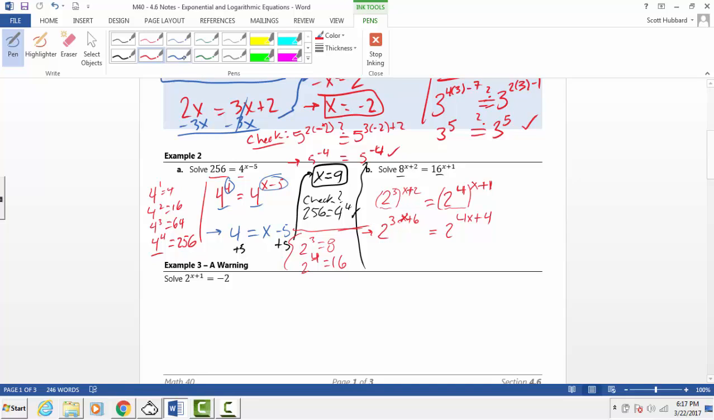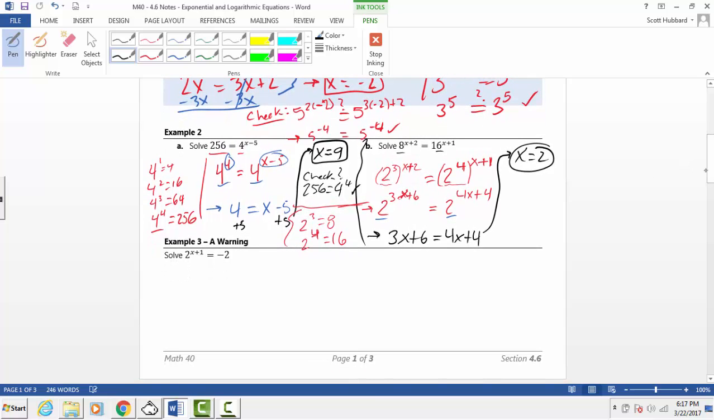And so now they're the same base. And so now we can go ahead and say, okay, now it's going to be 3x plus 6 has to equal 4x plus 4. And I ran out of room, but I'll just give you the answer. The answer will be x equals 2. Okay, and then you can go ahead and check your work. I'm running out of time a little bit, because I want to make sure we get to the other parts, but also out of space. But go ahead and check that and make sure that that works.